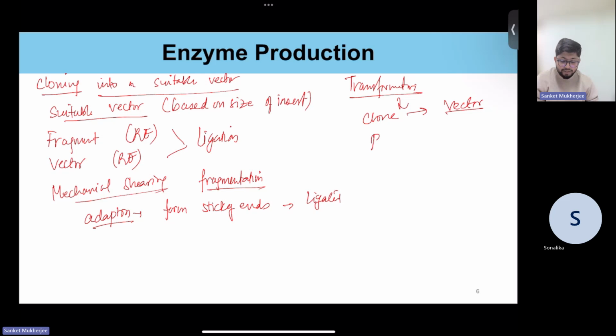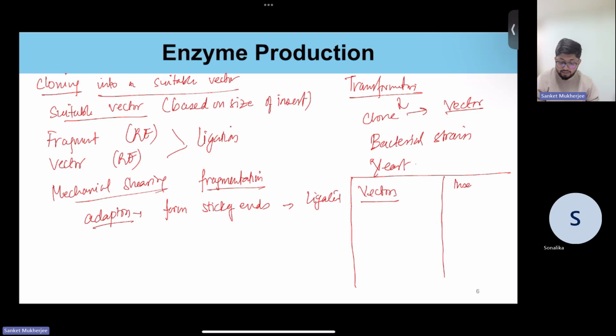And it could be a bacterial strain. As I told you, there are several E. coli strains, and other strains as well, engineered for the specific function of your protein, or there could be yeast as well. There could be mammalian and insect cell lines as well. So talking about different forms of vectors, as I told you, vectors are essentially chosen based on the insert size. I'll just make this as a table.